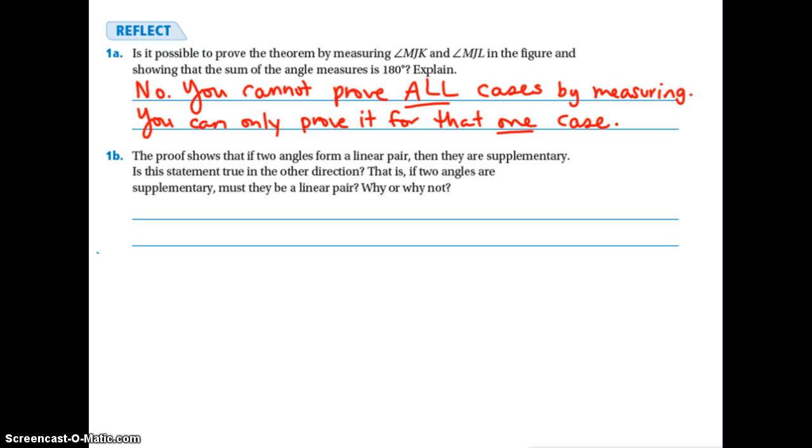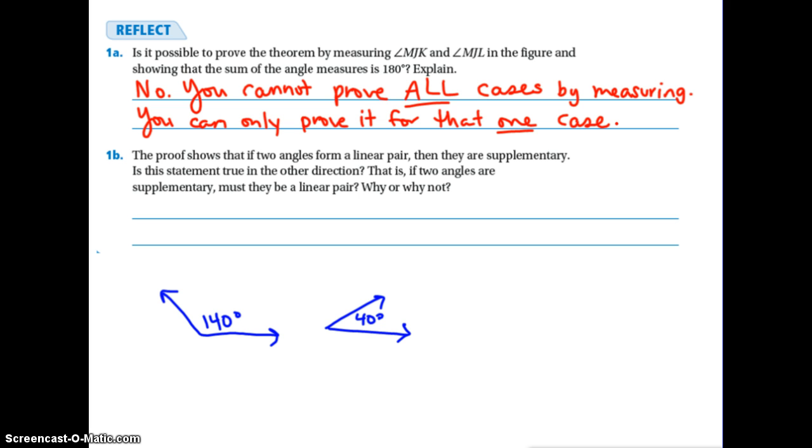1B says the proof shows that if two angles form a linear pair, then they are supplementary. Is this statement true in the opposite direction? So what we're saying here is we want to know the converse. If two angles are supplementary, are they a linear pair? Do you see how we're using logic here? We're wondering, is the converse true? Okay?